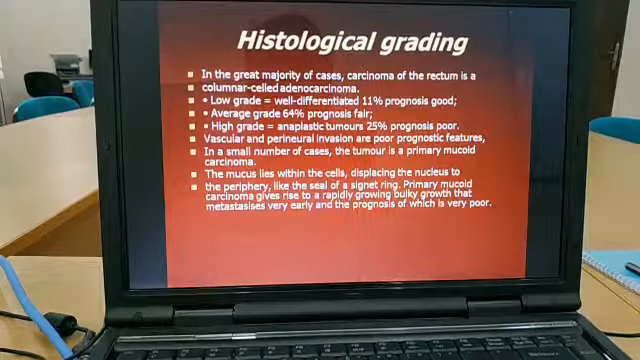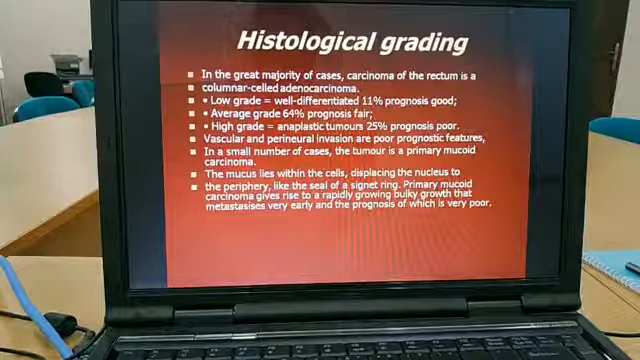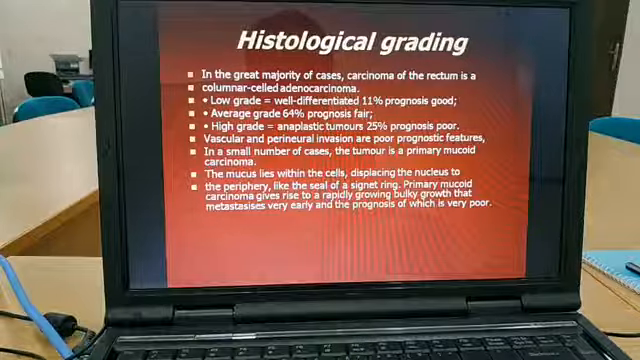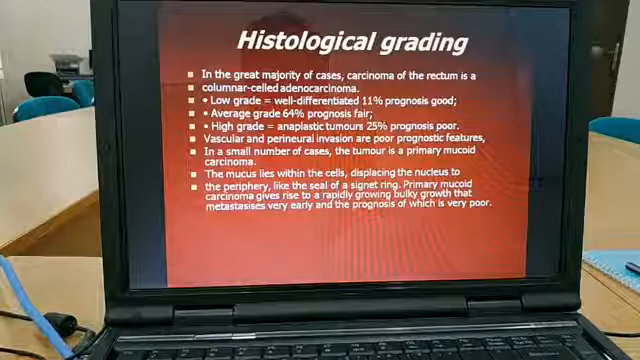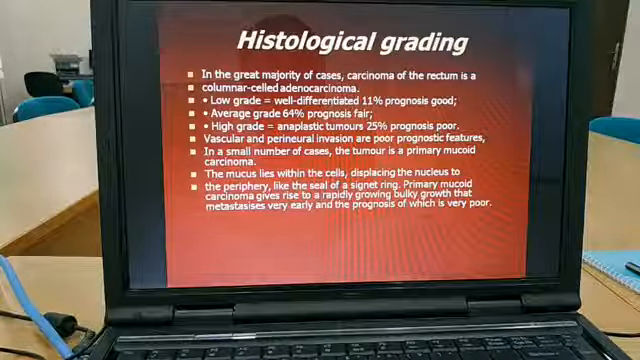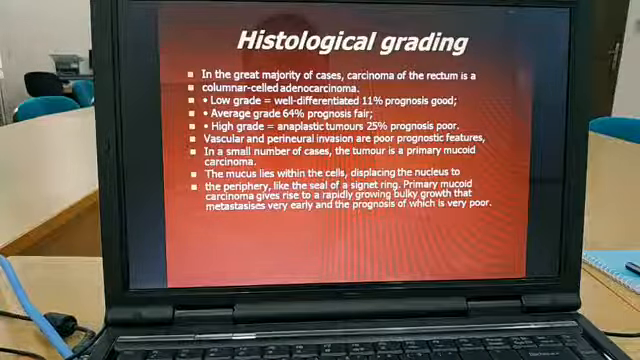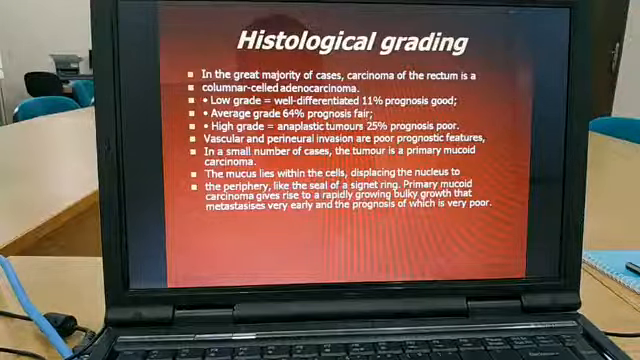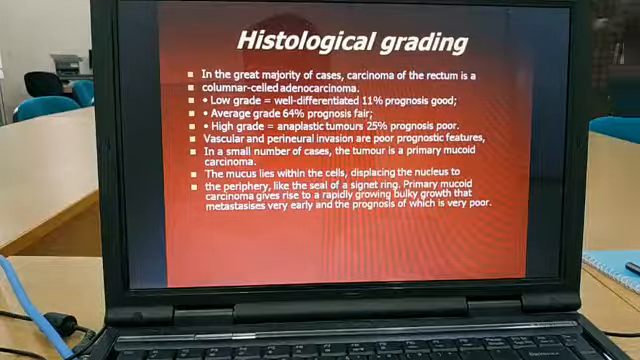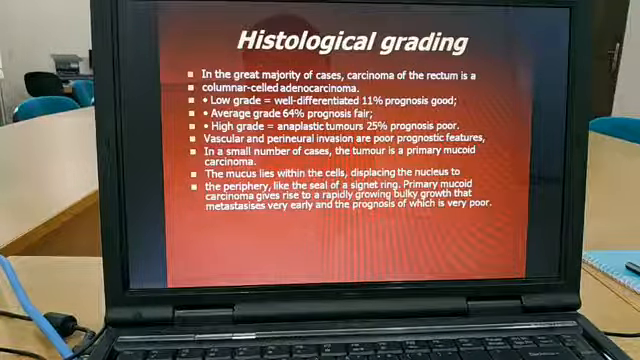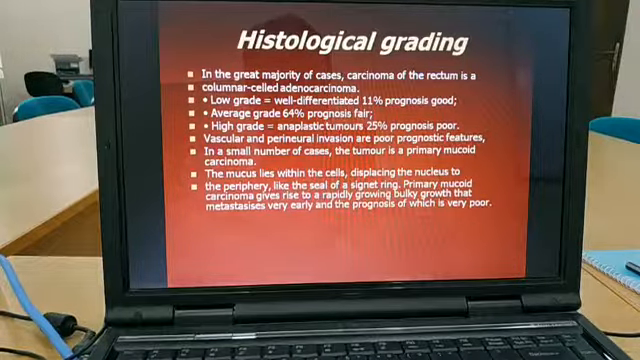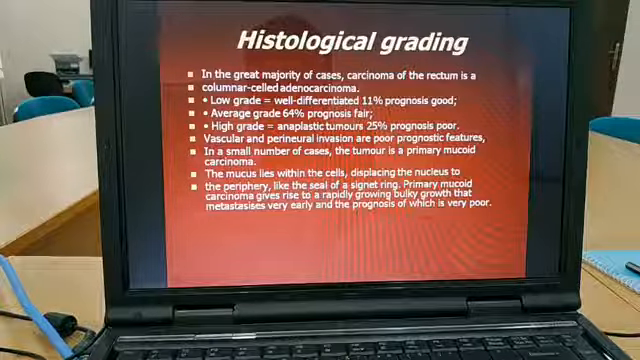Now another important thing is the histological grading. Again, this is a very important question asked in the examination, and you have to understand what we mean by grading. By grading, we mean the histological differentiation. There are low grade, that is well differentiated, moderately differentiated, and anaplastic. So there are these gradings.